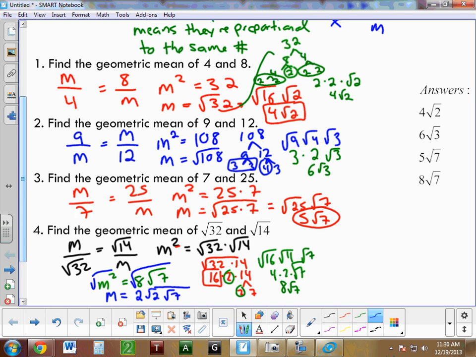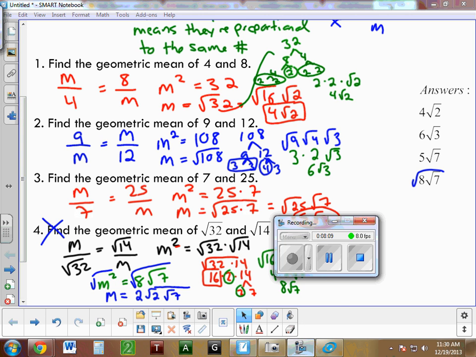So anyways, don't worry about something like this. It's not going to be that difficult. But I just want to show you that you could do it with other numbers. So this one would actually be, that answer would be a little bit different. So anyways, that's it. So geometric mean, that's the only part that we're going to do for 8.1.